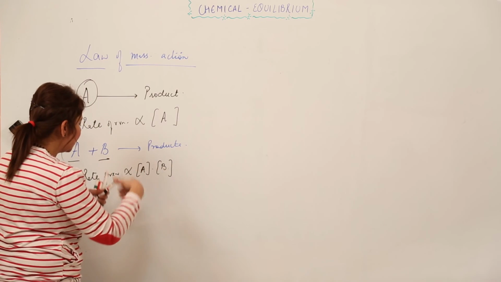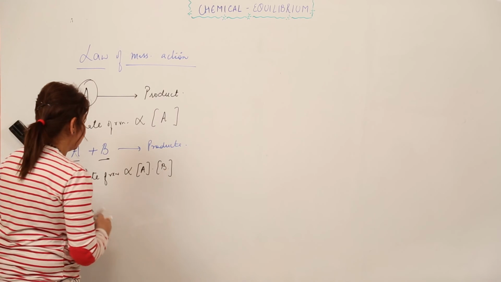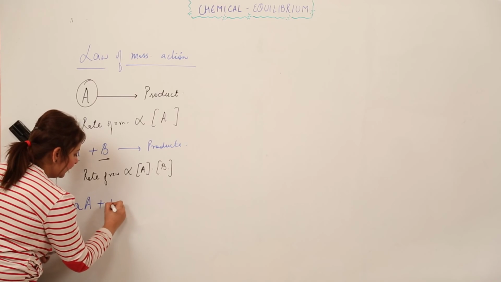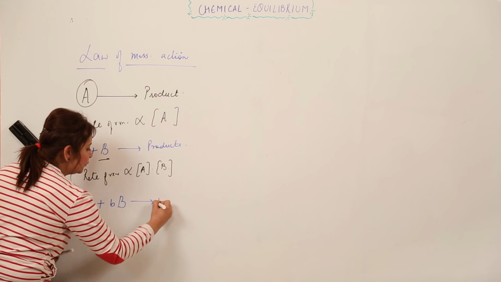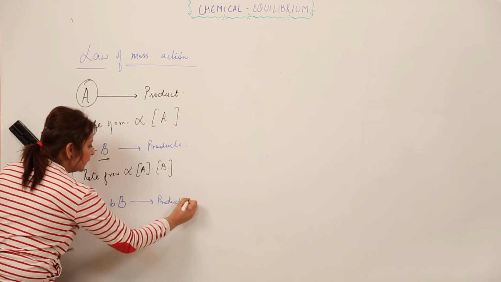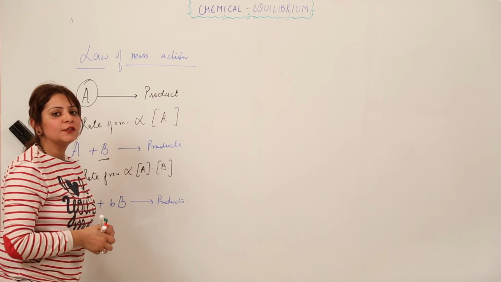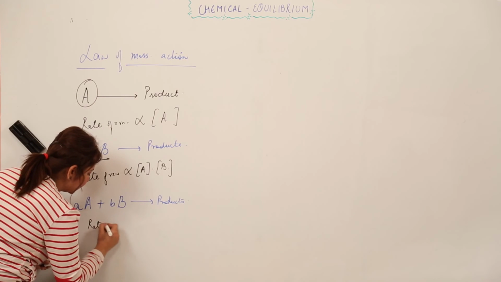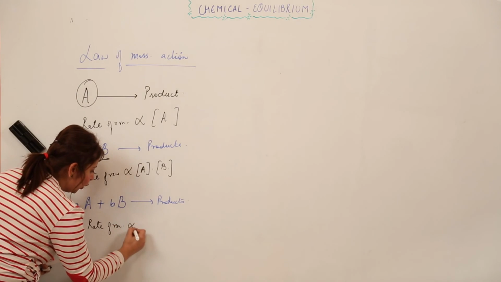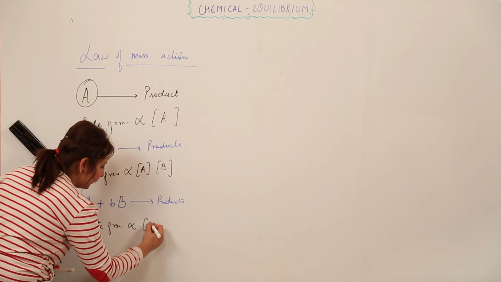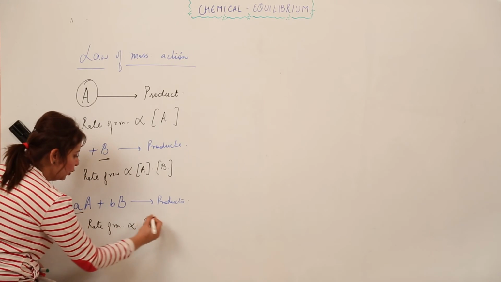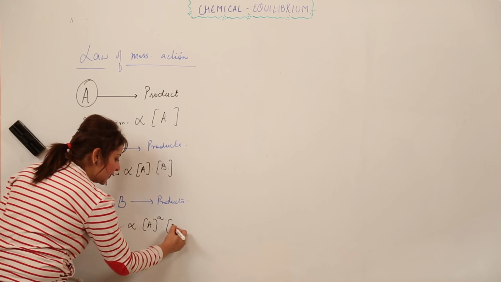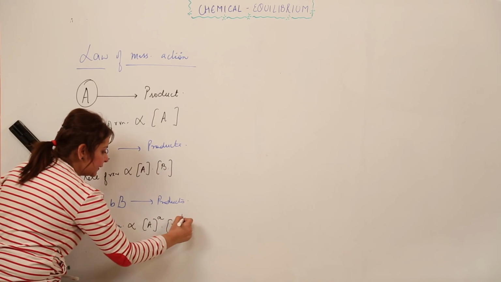Now I transform this reaction into a more complicated form. I say there are a moles of A and b moles of B which unite to form products. Now according to this law of mass action, how am I going to write it? So it says again the rate of reaction depends upon the concentration of A raised to its respective moles. So just write the moles as a superscript, right? Again the product of the active mass of B raised to its respective moles.